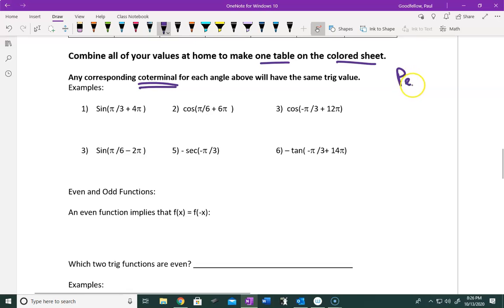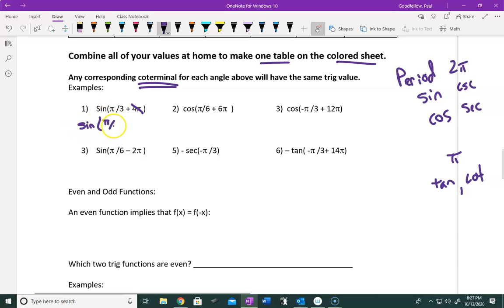Now, remember, the period is 2 pi for all the sine and cosine partnerships, even cosecant and secant. Those are all 2 pi. Pi is the period for tan and cotan. So those are from the previous unit. So if I look at this like sine of pi over 3 plus 4 pi, dude, that's just extra revolutions. This is 2 extra 2 pi's. So that's irrelevant. All I'm really looking for is sine of pi over 3.